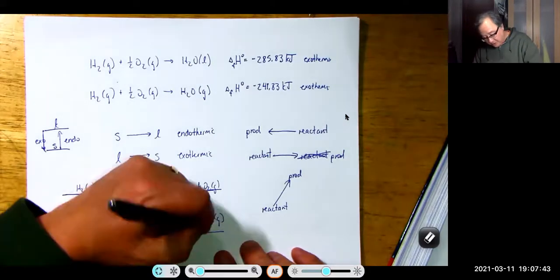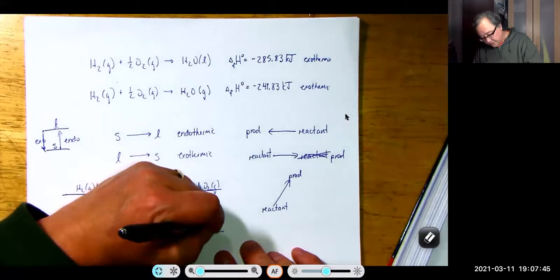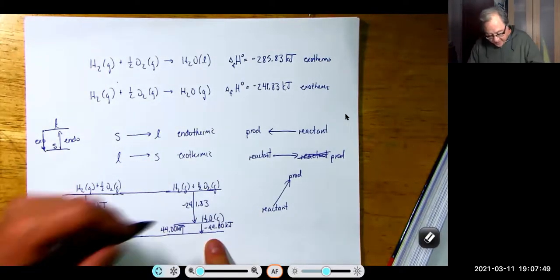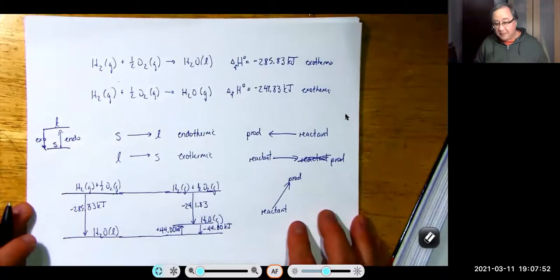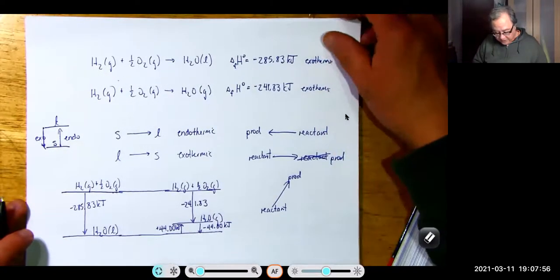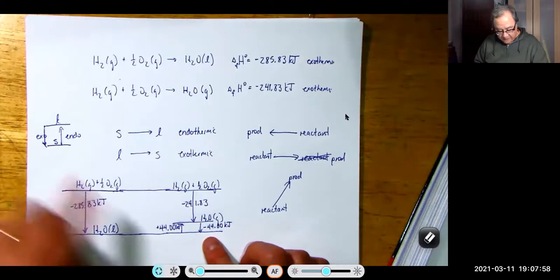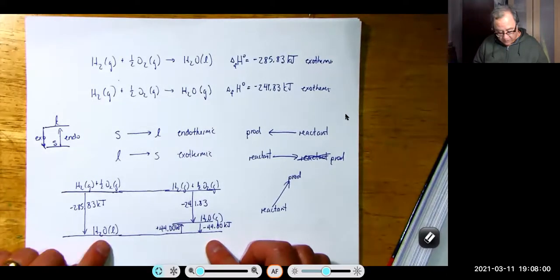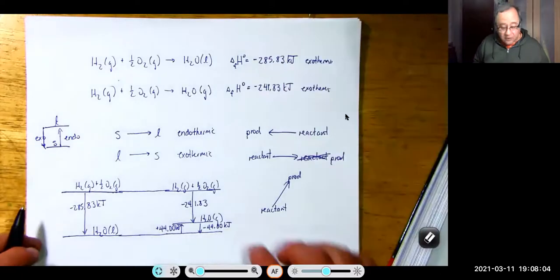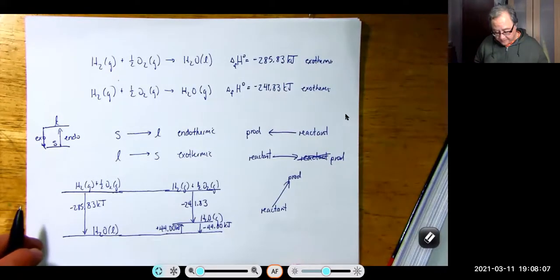Now, if we turn the gas into a liquid, what's going to happen? Well, it's minus 44.00 kilojoules. Why is this up positive and why is this down negative? Well, because up is endothermic and down is exothermic. So we've just discovered the enthalpy of vaporization for liquid water based on enthalpies of formation of H2O liquid and H2O gas. So those are important things to remember.